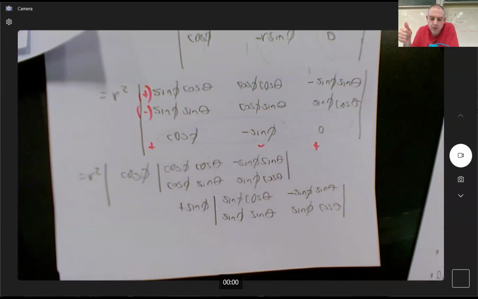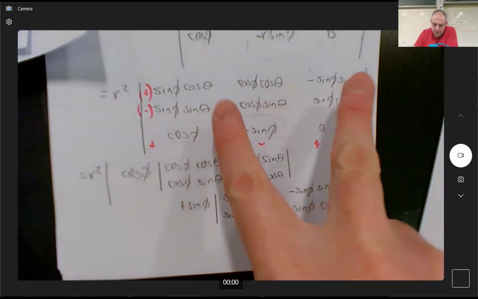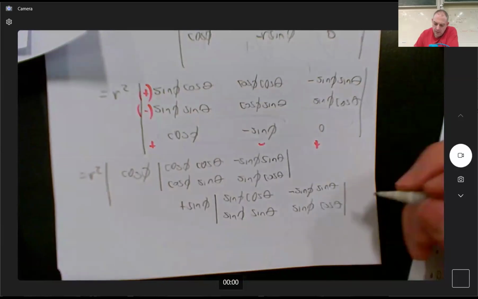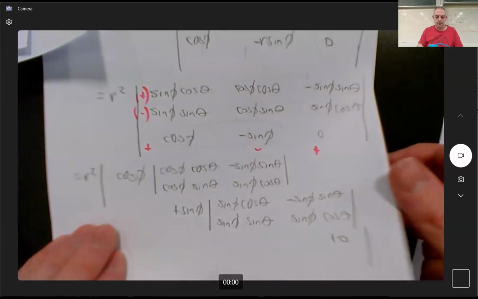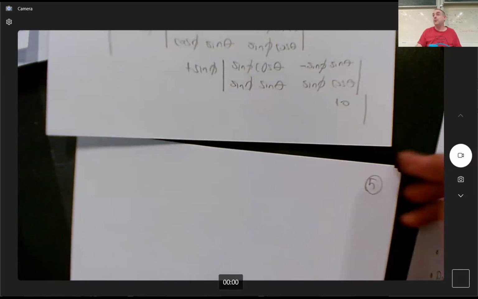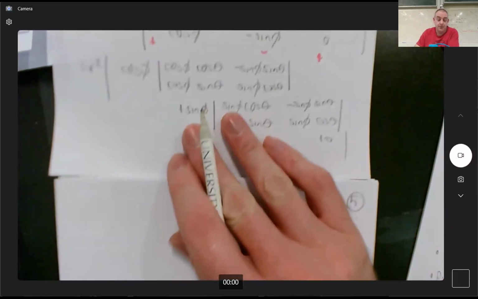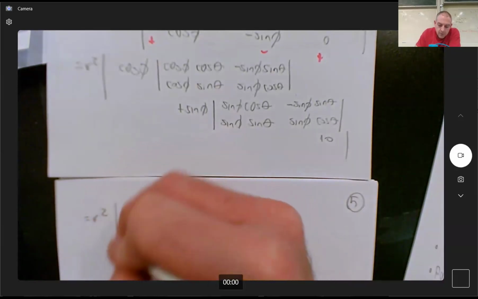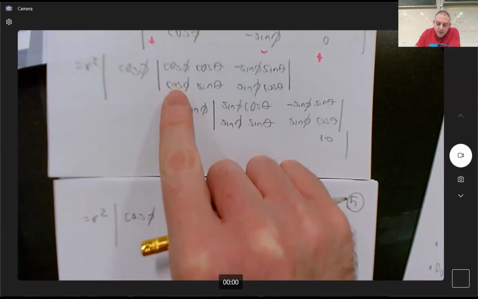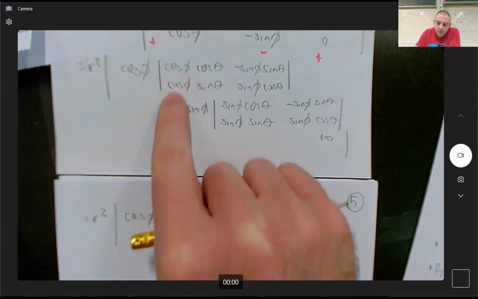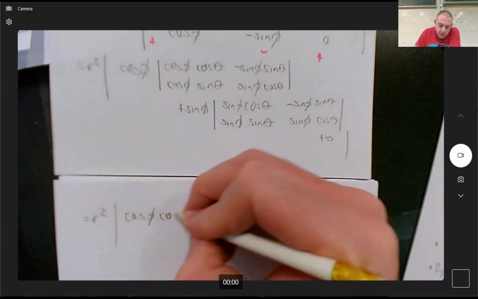Bear with me, I'm just thinking. And plus 0, I guess. What I'm doing is probably not the most efficient way. I'm sorry, it's just what's occurring to me on the day. And I can see there's a cos phi in both of those and a sine phi in both of those, so I can pull them out.